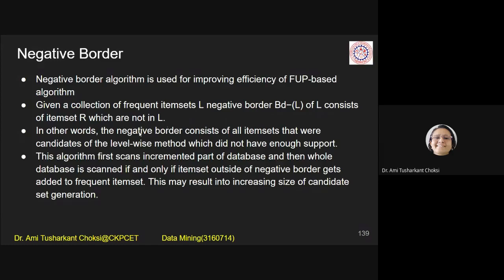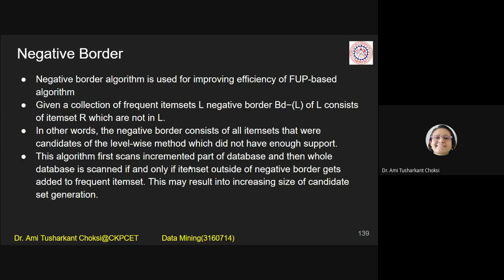In other words, the negative border consists of all item sets that were candidate sets of the level wise method which did not have enough support, right? Negative border consists of all the item sets that were candidates of the level wise method which did not have enough support. We can say that these are infrequent items, right? Infrequent items.